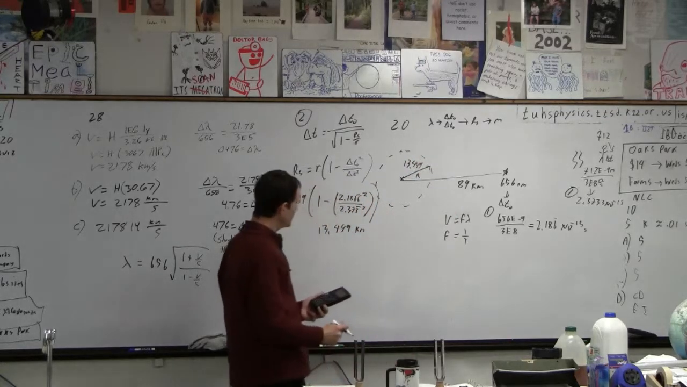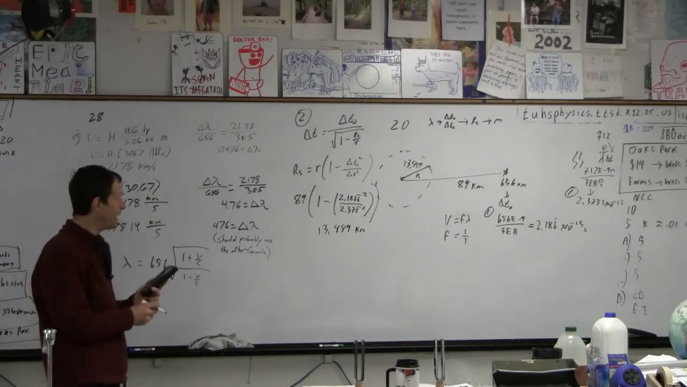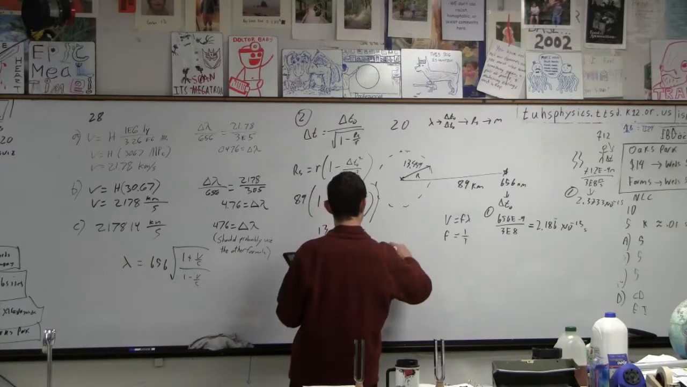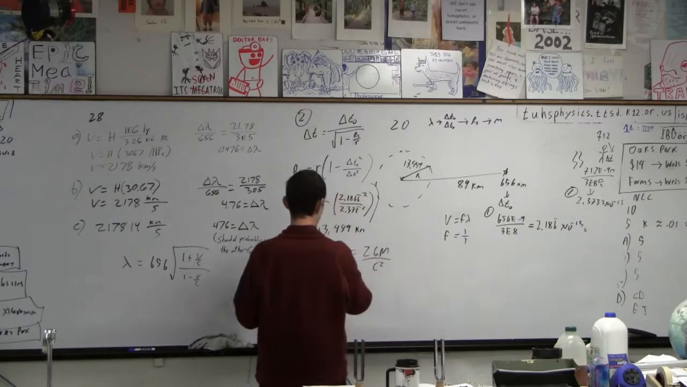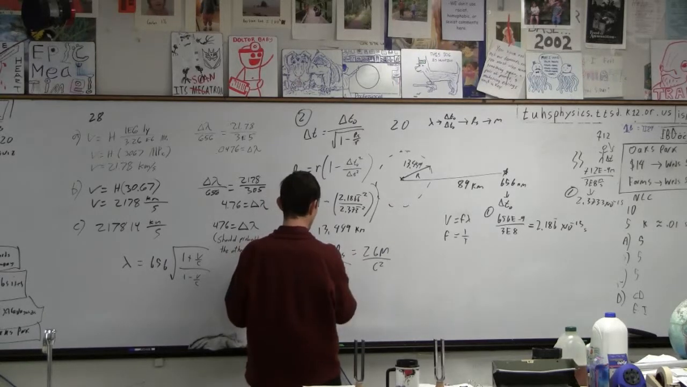And then what's the formula for the Schwarzschild radius? We're almost there. To find the mass, 2GM over c squared, is that right? So let's do a little algebra here: c squared over 2G.